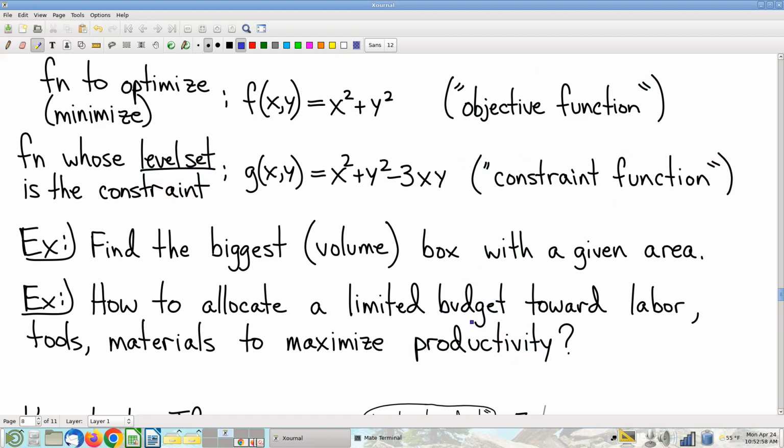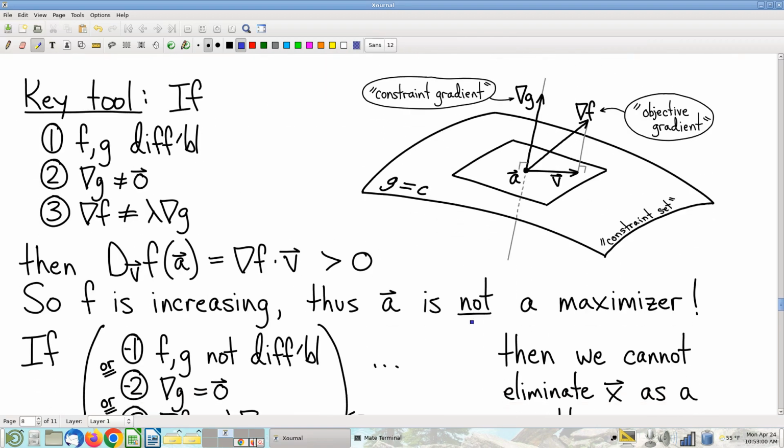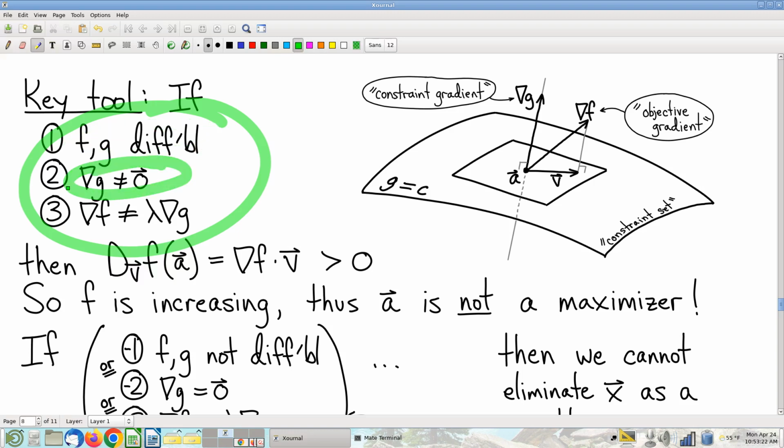So how do we do this? Again, shockingly similar, as it turns out, to single variable calculus. So we have an elimination tool. And this is it. If everything in sight is differentiable, and if the gradient of our constraint function is non-zero, I do need my constraint gradient to point in a well-defined direction. We're going to see why.